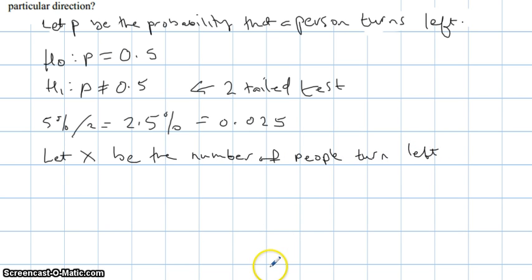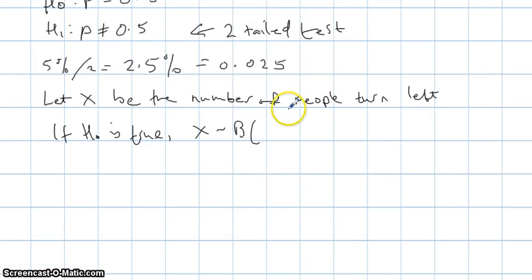And we can therefore say that if H0 is true, and then p equals a half, then x is going to be binomially distributed. From the question, we know we've had 20 people, so n would therefore be 20, and p is a half.